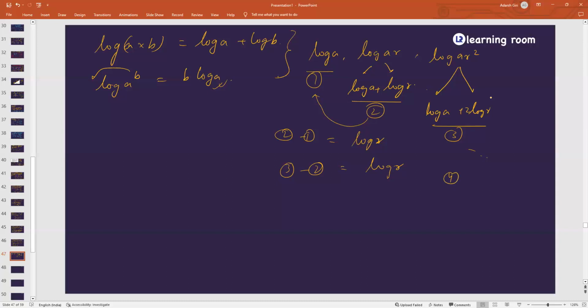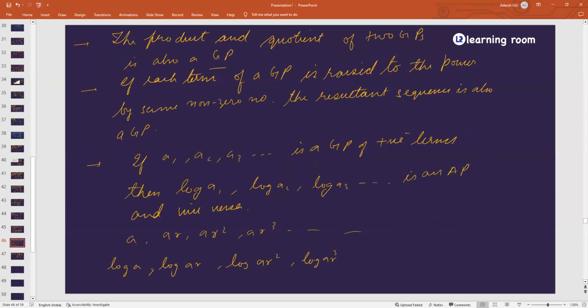The fourth term will be log A plus 3 log R. You can check it out. So what is then 4 minus 3? Again, it will be log R. So is it a GP or AP? When we have a common difference, it becomes an AP. Yes, sir. So whenever you take the log of any GP, it becomes an AP like this, hence proved. Agree? Yes, sir. Write it down.